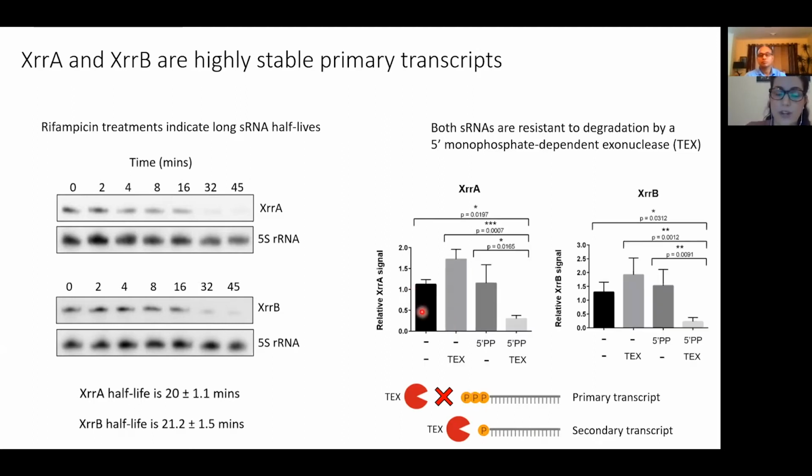So if we treat SIR-A and SIR-B with the TEX enzyme, we see that there is no decrease in SIR-A and SIR-B relative signal, indicating that they're potentially resistant to TEX. However, if we first treat with an enzyme called 5' monophosphatase, which will remove the 5' triphosphate and leave a 5' monophosphate, and then treat with TEX, we now see a significant decrease in SIR-A and SIR-B signal compared to the untreated control, suggesting that the resistance to TEX was mediated by a 5' triphosphate.